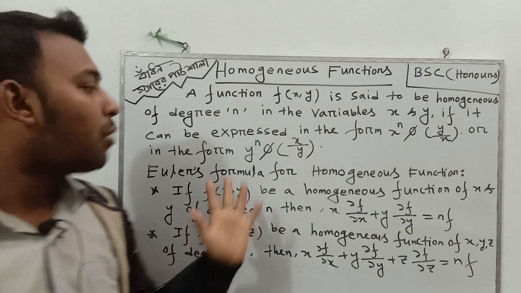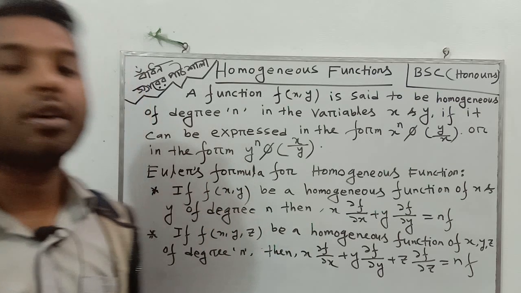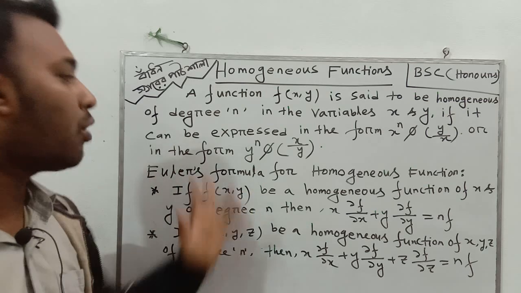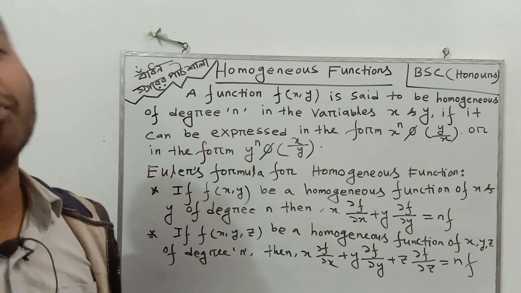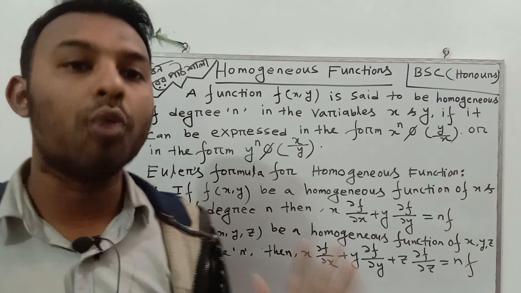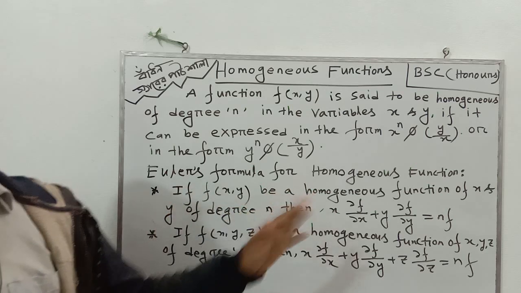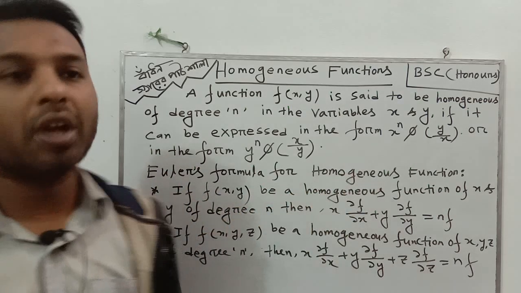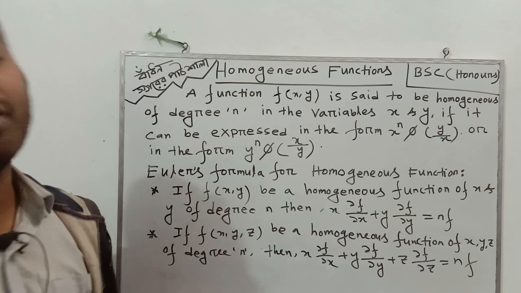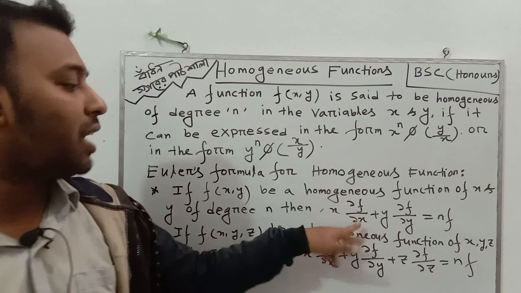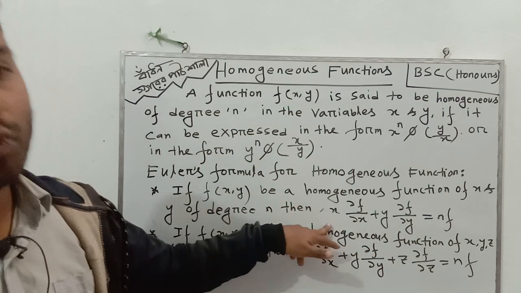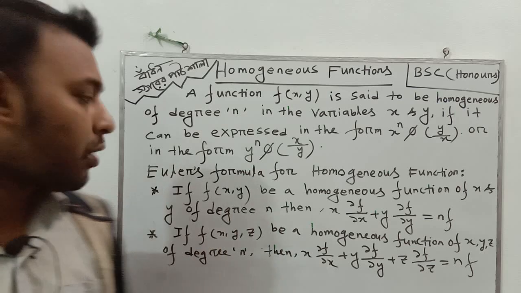Euler's formula for homogeneous function related to partial differentiation. So we have to know Euler's formula for homogeneous function to solve these types of problems. Okay, let us see Euler's formula for homogeneous function. If f of x, y is a homogeneous function of x, y of degree n, then x del f del x plus y del f del y is equal to n f. We have to know this equation for solving these types of problems.